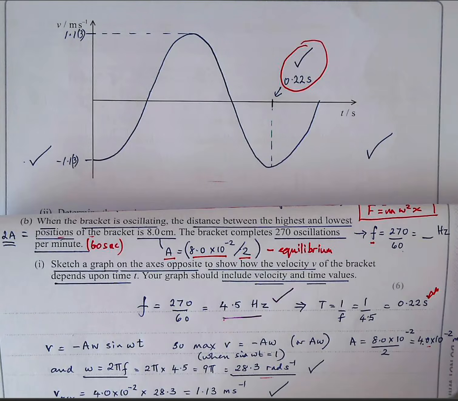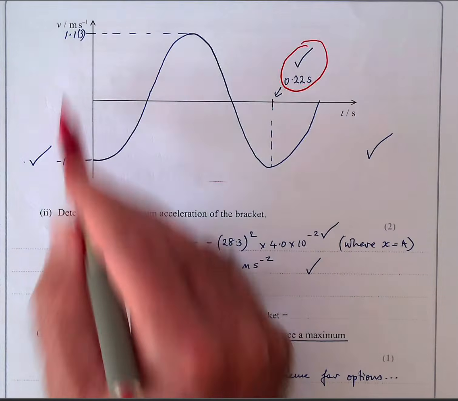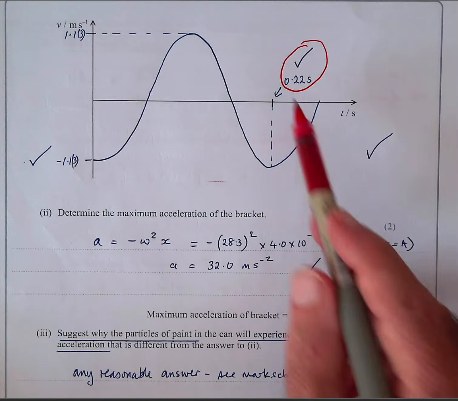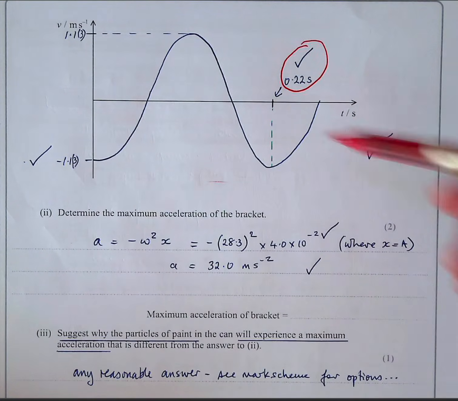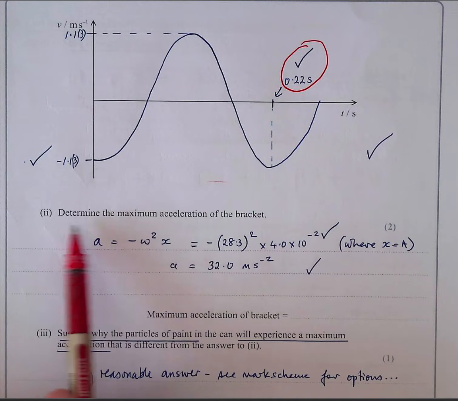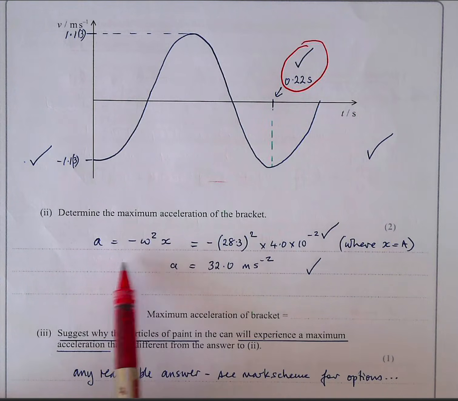It doesn't tell you where to start the graph from. So as long as you've got these values on there, the maximum value and the minimum value, you will be able to get that mark and the sixth mark for working it out. For the sinusoidal, you need to show at least one complete wave. Once you do that, you have to determine the acceleration. So that's almost the other equation which we haven't used yet, but I've shown it to you before.